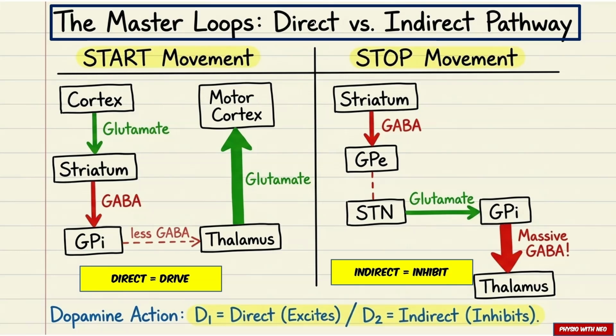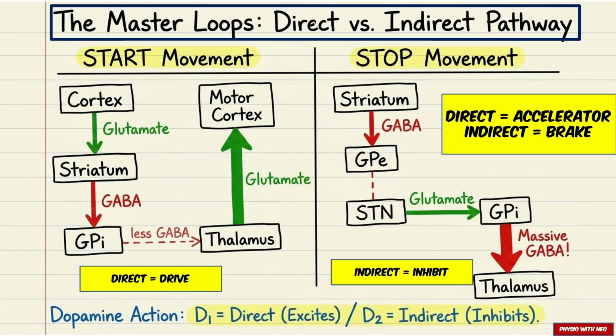One simple line for exam. Direct pathway is the accelerator. Indirect pathway is a brake. If you remember only this, Parkinson disease becomes very easy. So what happens when dopamine disappears?